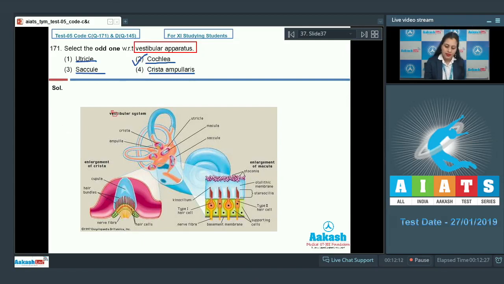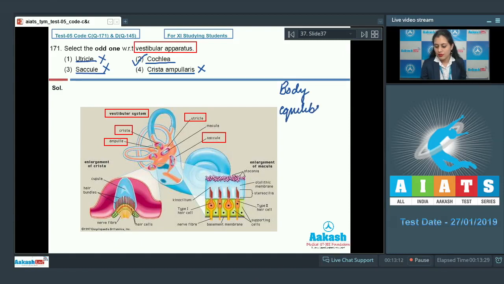As you can see here, this vestibular system consists of utricle or saccule, crista ampullaris and ampulla in the vestibular apparatus, whereas this vestibular apparatus is separate from this cochlea. And these three structures, that is utricle, sacculae and crista ampullaris, are the incorrect options as they form vestibular apparatus. They help in maintaining body equilibrium. So the correct answer to this question is option number 2. Let's proceed to the next question.